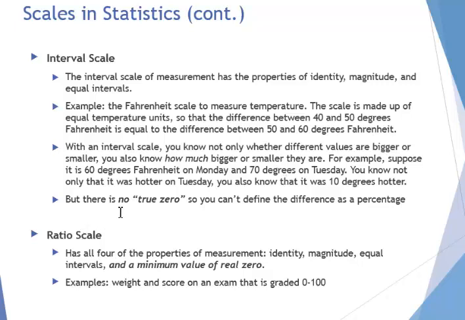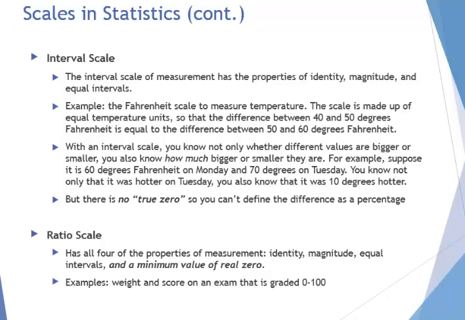There's no true zero. You can't define the difference as a percentage. For example, you can't say that if it was 100 degrees on one day and 50 degrees on another day, it was twice as hot. The reason you can't say that is because the zero in the Fahrenheit scale means nothing. There's no significance to zero.